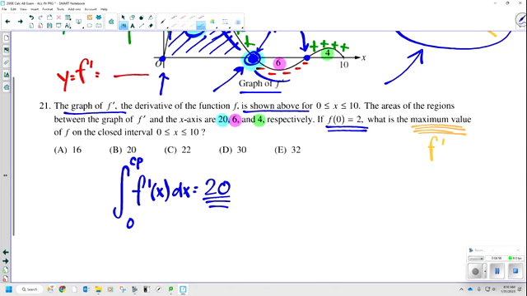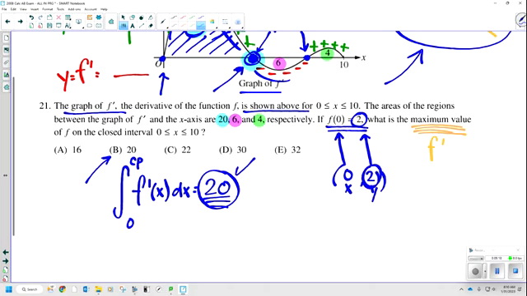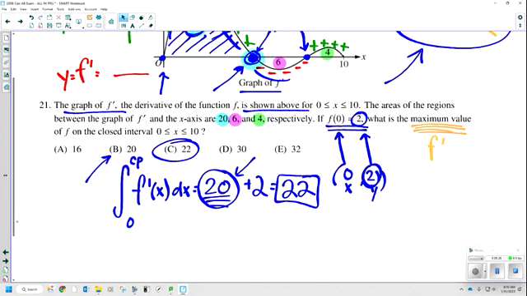But keep in mind, the answer is not B. How come? Because yes, my graph went up 20, but it didn't start at 0. It started at a y value of 2. Remember, that's a coordinate. When x is 0, y is 2. So if I start at 2 and I go up another 20, the answer is 22. And that's choice C. A lot more explanation in these problems, but they're simple if you get it.